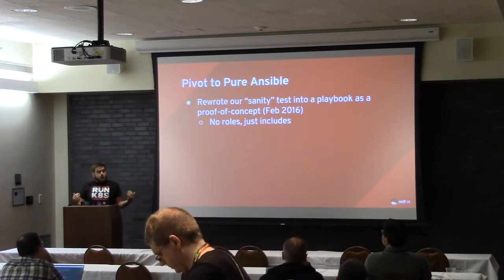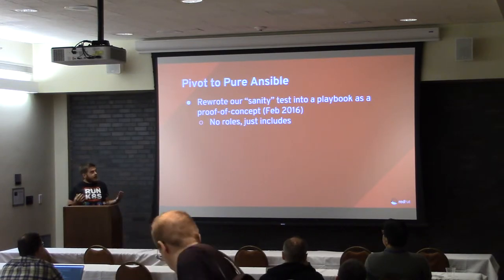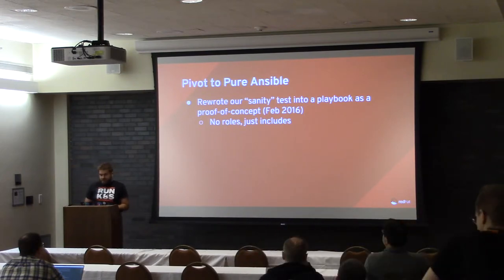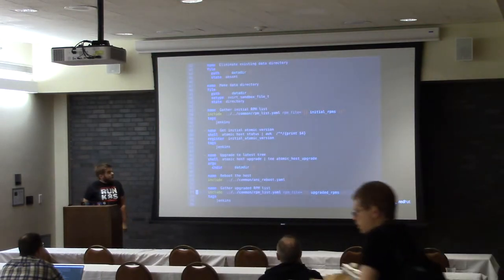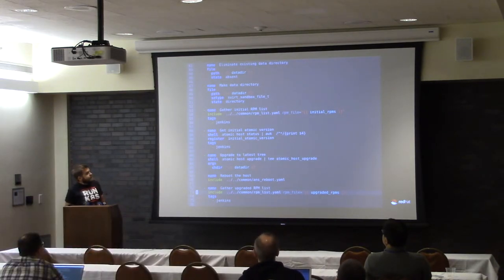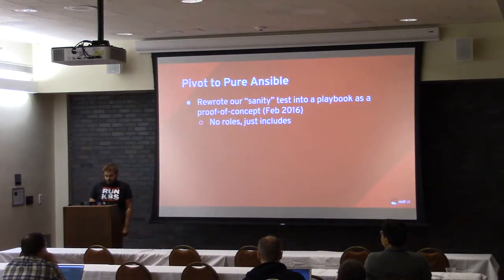2016. Being completely new to using Ansible playbooks, I didn't have any roles. It was just including files full of tasks. It kind of looked like this. And this is actually the Git checkout from the first commit I made to the repo. You know, there are a couple of Ansible file modules, a couple of shell callouts, and just a bunch of includes that are relative to the test itself.